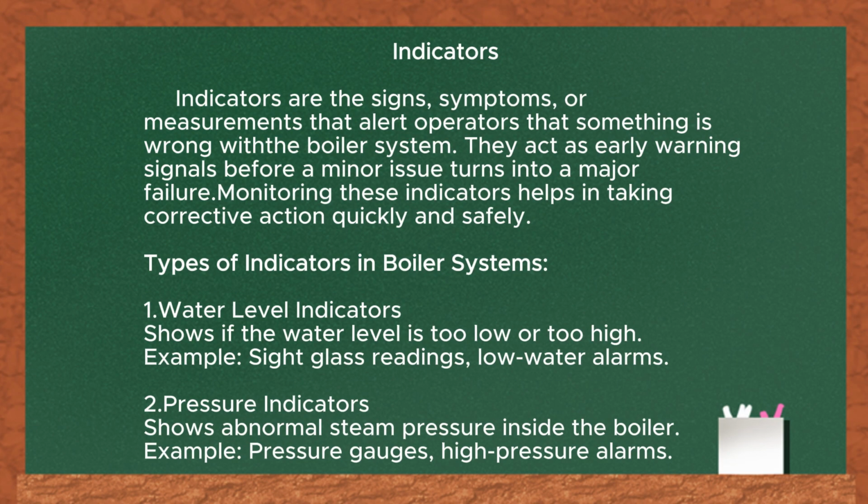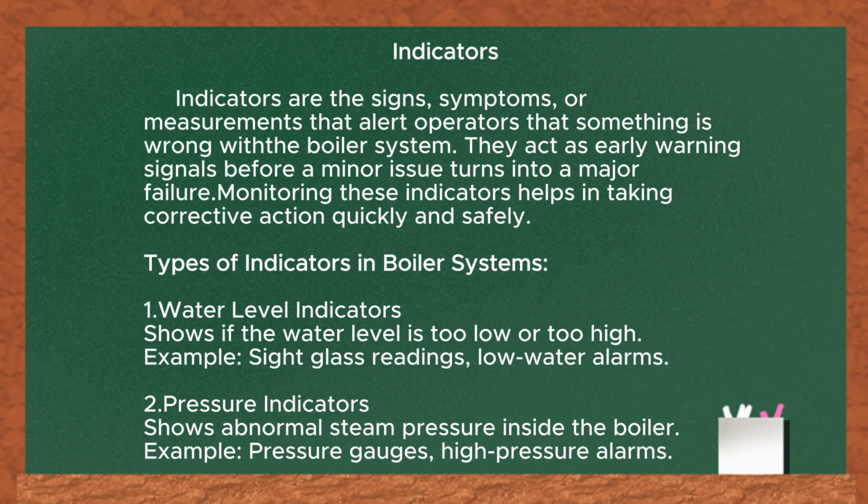Indicators. Indicators are the signs, symptoms, or measurements that alert the operator that something is wrong with the boiler system. They act as early warning signals before a minor issue turns into a major failure. Monitoring these indicators helps in taking corrective actions quickly and safely. So there are types of indicators in boiler systems.